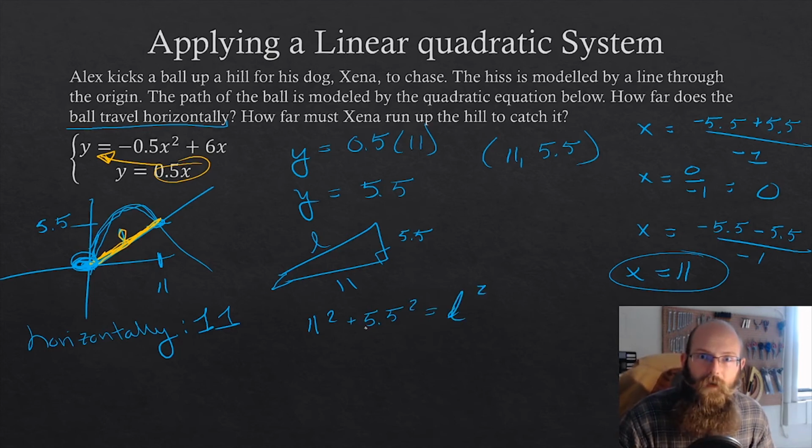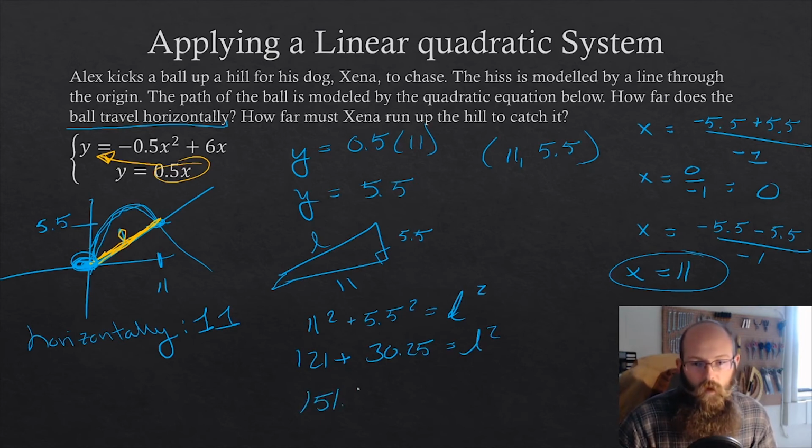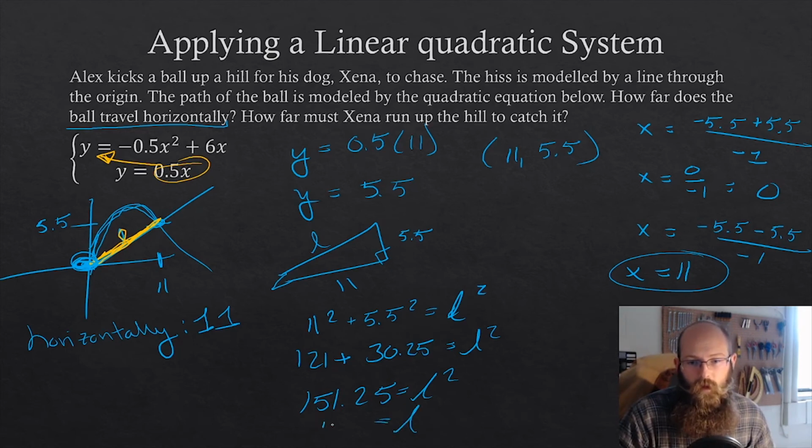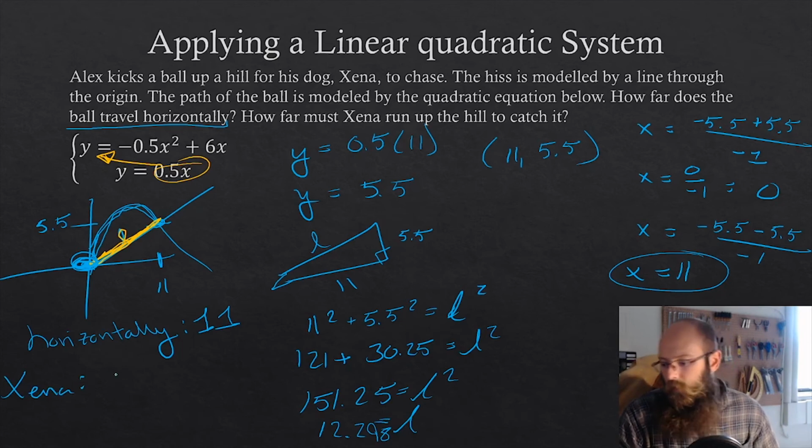Let me do this, and I'll be back. All right, so the 11 squared is, of course, 121. And then the 5.5 squared is 30.25, and that equals my length squared. I'm going to add those two things up. 151.25 equals my slant squared. Now I need to take the square root of that, and I'm just going to use a calculator because I ain't square rooting a decimal on my own. All right, and that means my L equals 12.298.